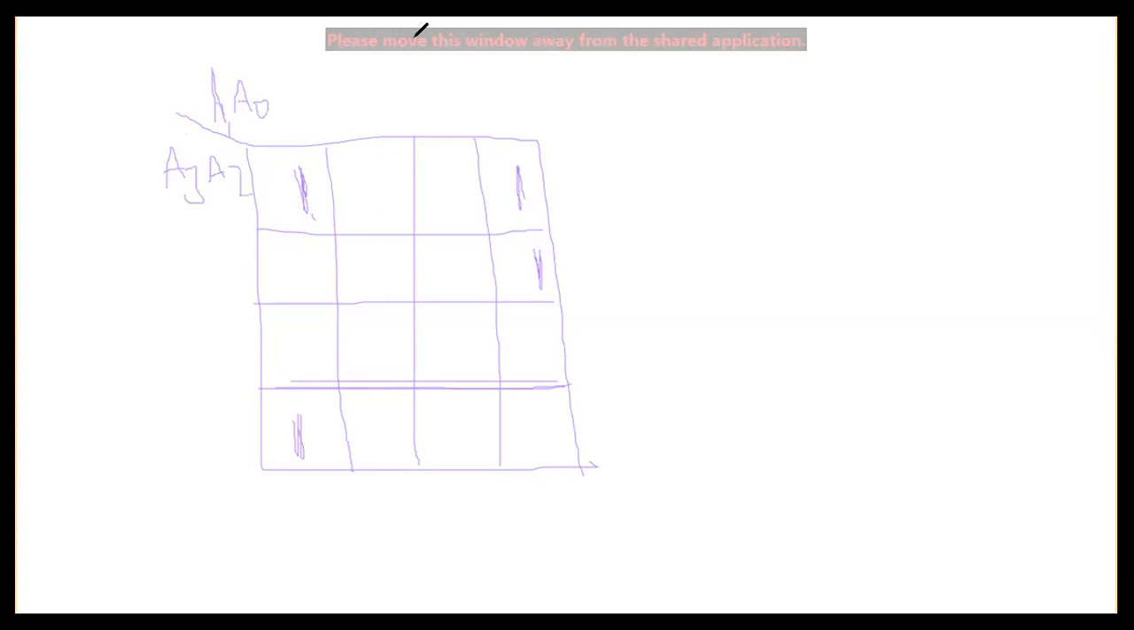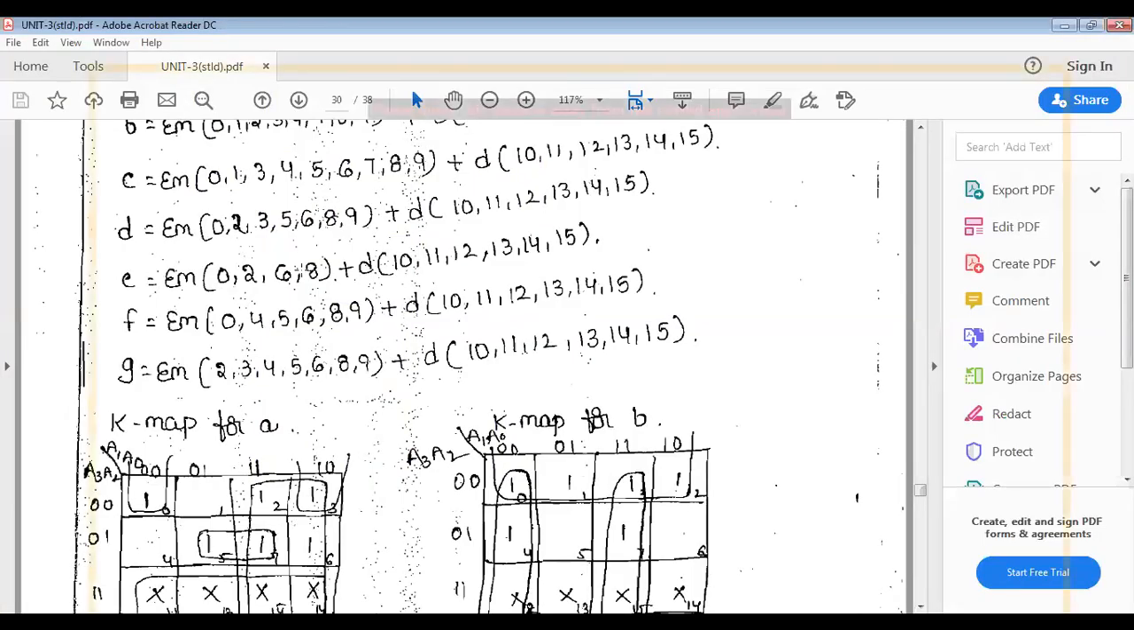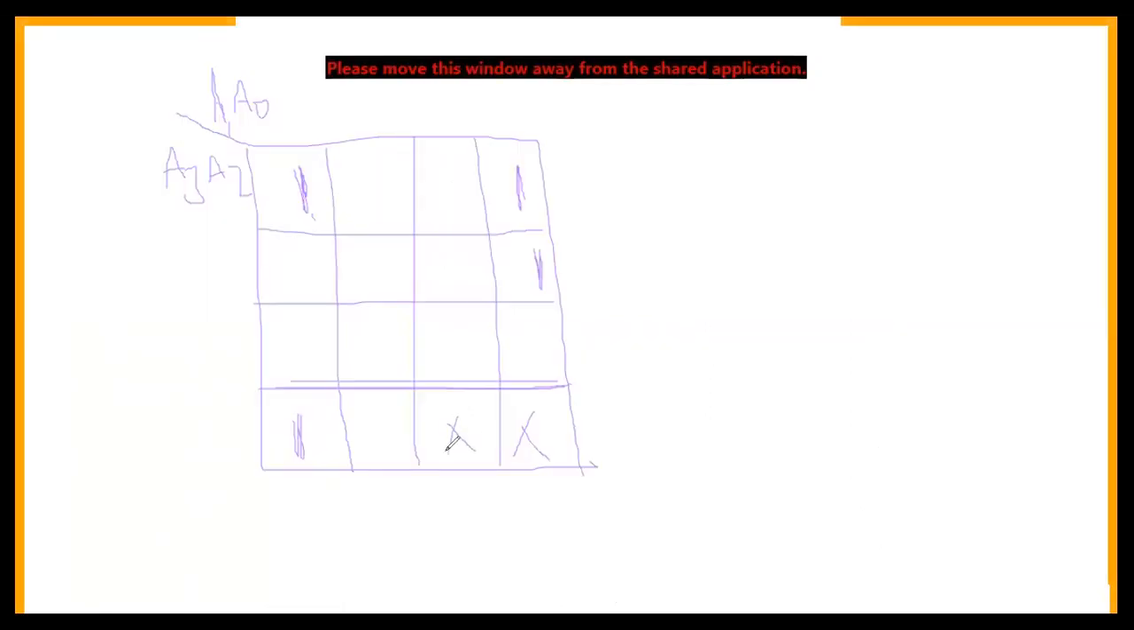We have only the 4 min terms for E. E is 0 to 6, 8, and all the remaining are don't cares. So I'm using the don't cares here. They are 10, 11, 12, 13, 14, 15.